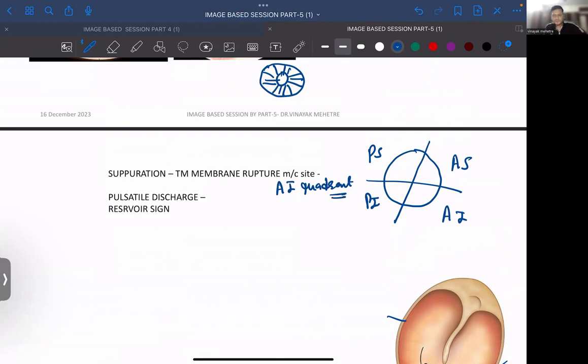So what will happen? There will be pulsatile discharge. There is no air inside anymore. Reason? The tube is blocked. So some pus will go out, some air will come inside, some pus will go out, air will come inside. So there will be pulsation-type discharge. This is what we call pulsatile discharge.